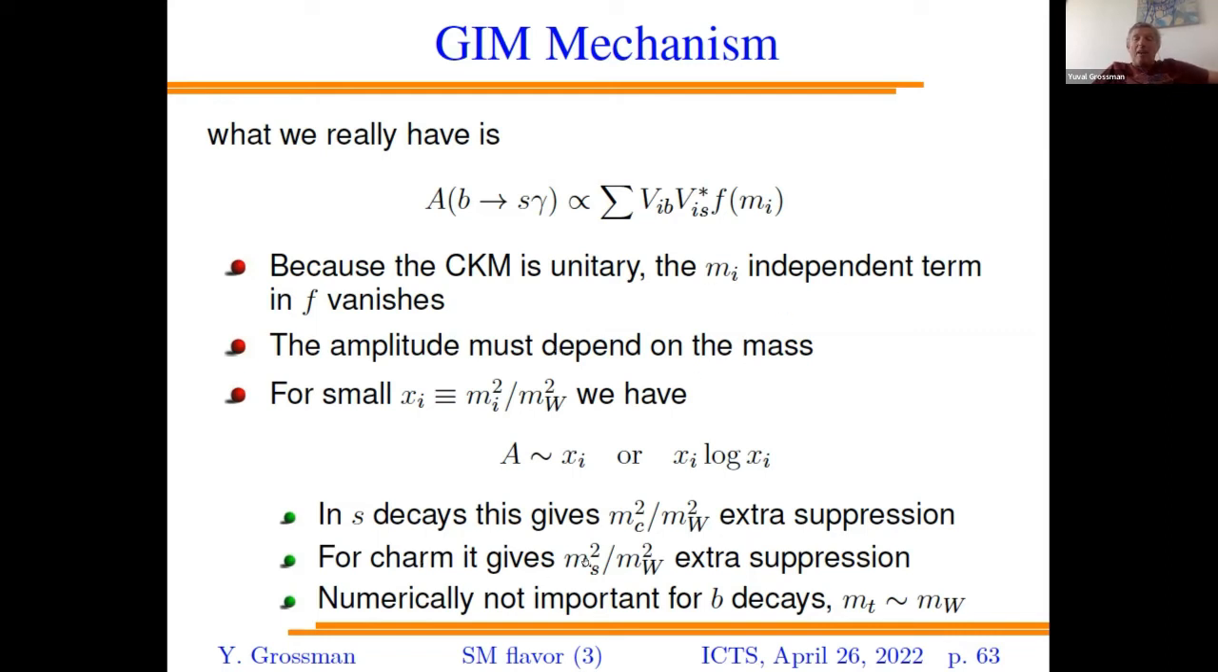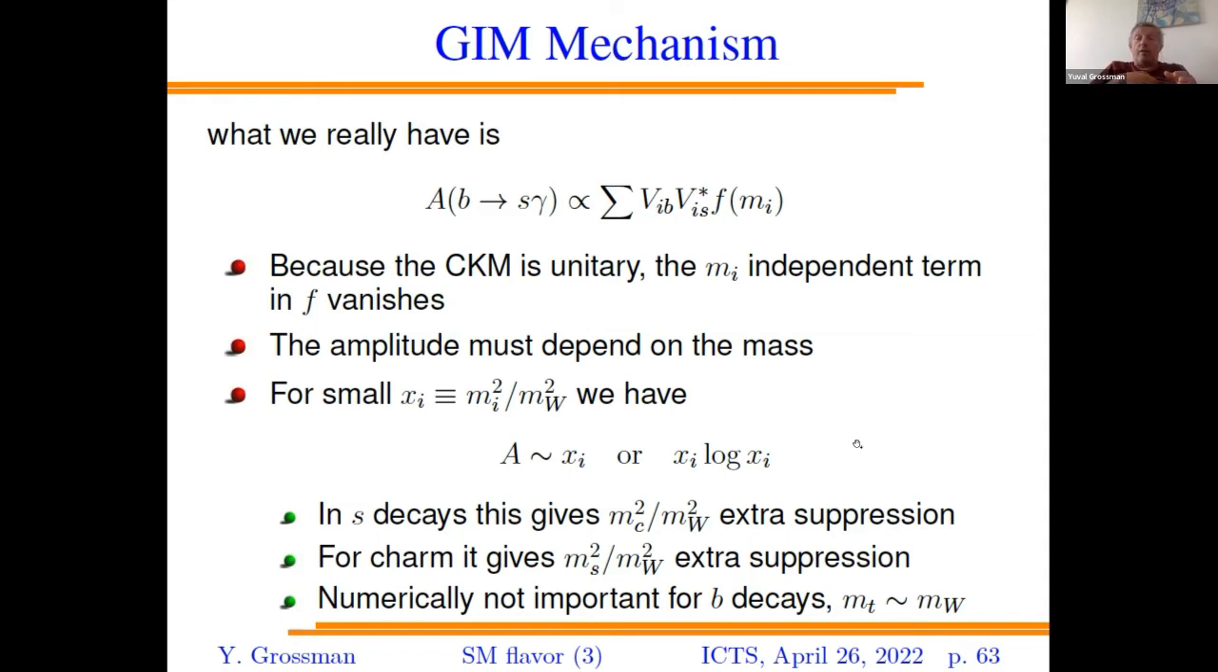For charm, it's ms squared over mw squared, which is of order 10 to the minus 6. That's why in charm we haven't yet seen flavour-changing neutral currents. It's just a huge, huge suppression, okay? And for B decay, it's not very important, because the important part in the loop is the top, and the top is roughly of order MW, so this number is order 1, and we don't get an extra suppression.